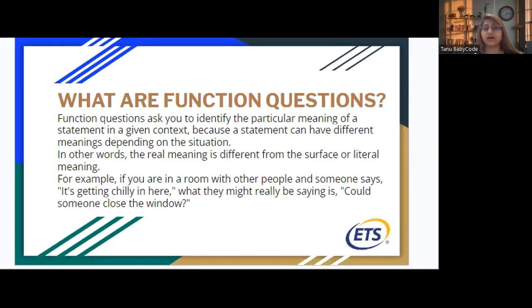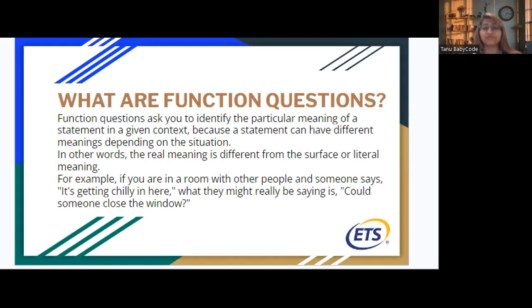Now, what are function questions? Function questions ask you to identify the particular meaning of a statement in the given context. Sometimes a statement can have a different meaning, and it depends on the situation. In other words, the real meaning is different from the surface or the literal meaning, right?